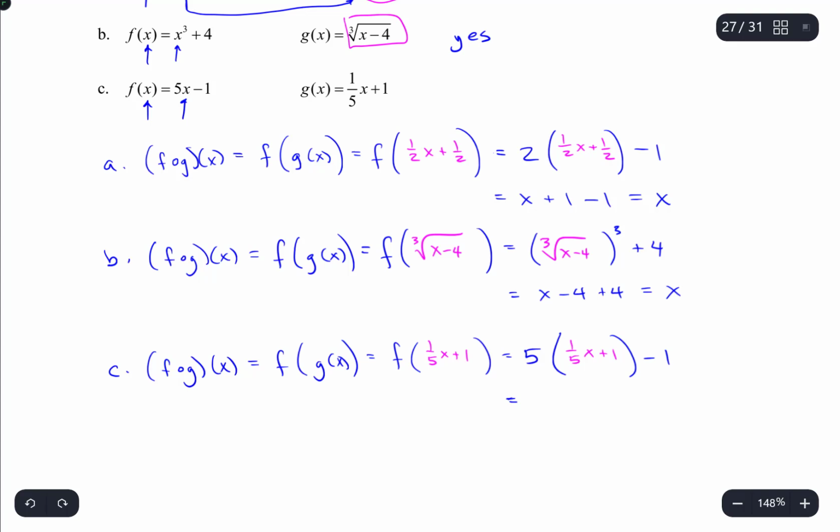So this would be 5 times a fifth, which would be just 1, so that's x. 5 times 1 over here is going to be 5, then minus 1. So this actually results in x plus 4, which is not equal to x, so these functions are not inverses of one another.